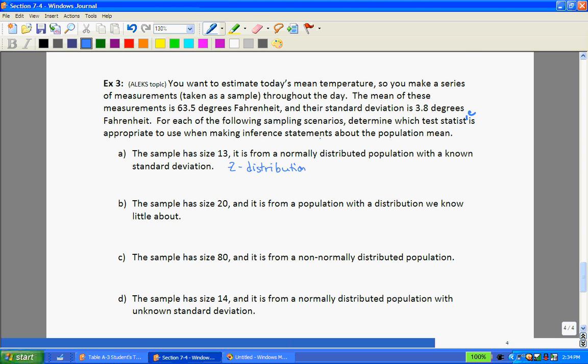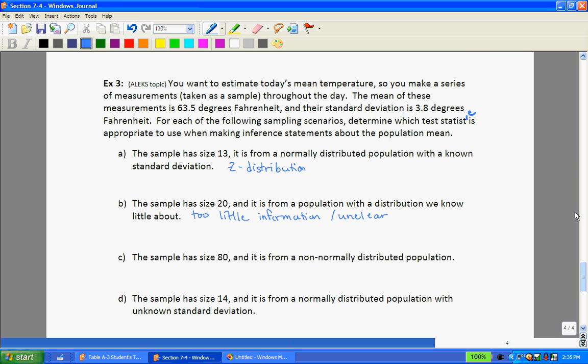The sample has size 20, and it's from a population with a distribution we know little about. Well, if we don't know any other information, it kind of makes it hard to make a decision. We don't know if it's normally distributed. We don't know whether or not we know the standard deviation. So this one is too little information or unclear. So we can't make a decision here about which distribution to use. Not enough information.